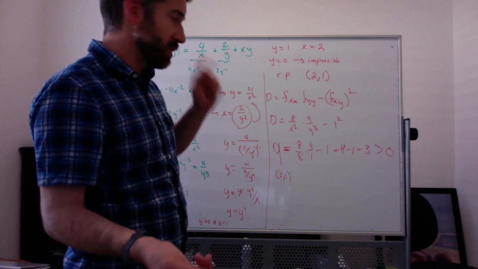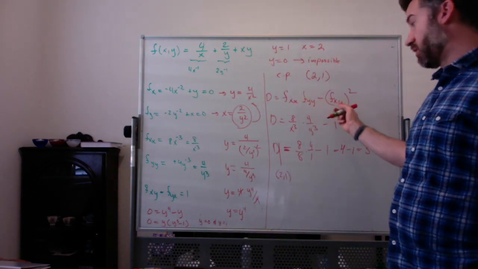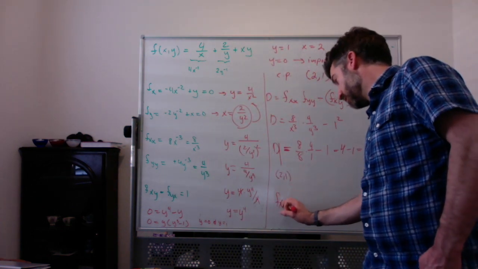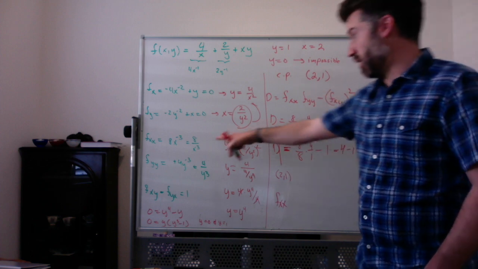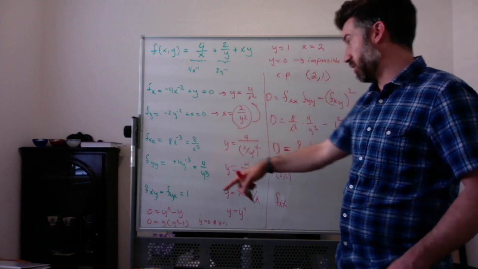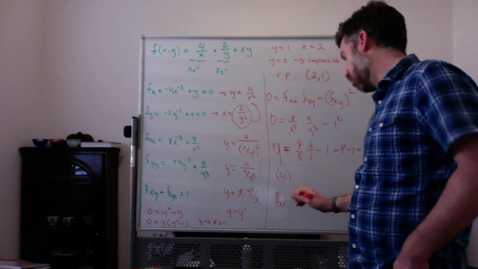And when the determinant of the Hessian is positive, it means we have a max or a min. And so to determine it, we have to look at either fxx or fyy, and we see that when this is positive, they're both the same. In this case, fxx is positive as well, fyy is positive, right? Plugging in 2 for x gives you a positive 1.